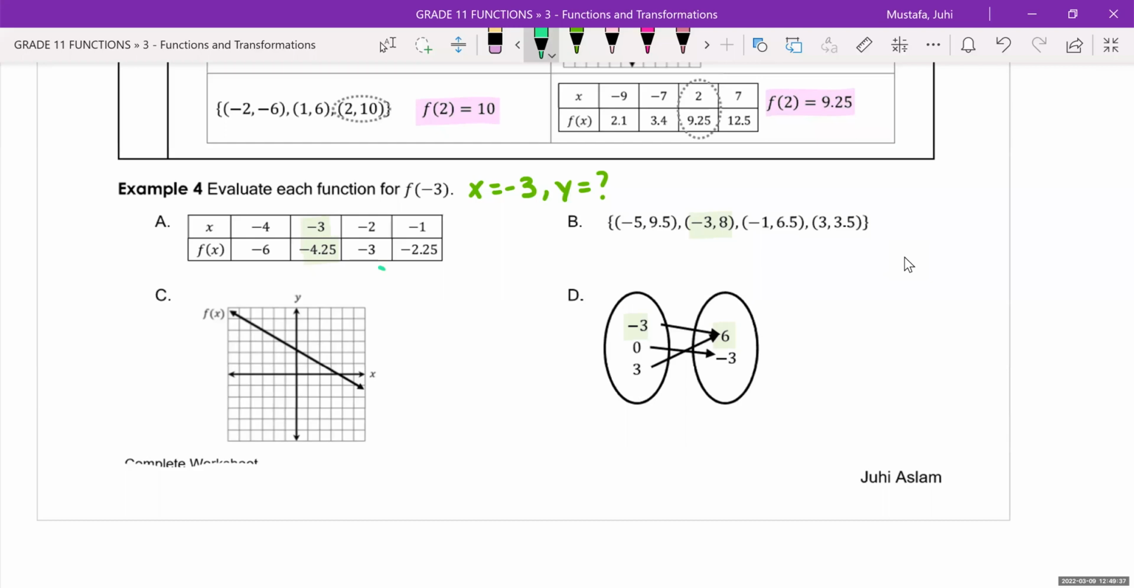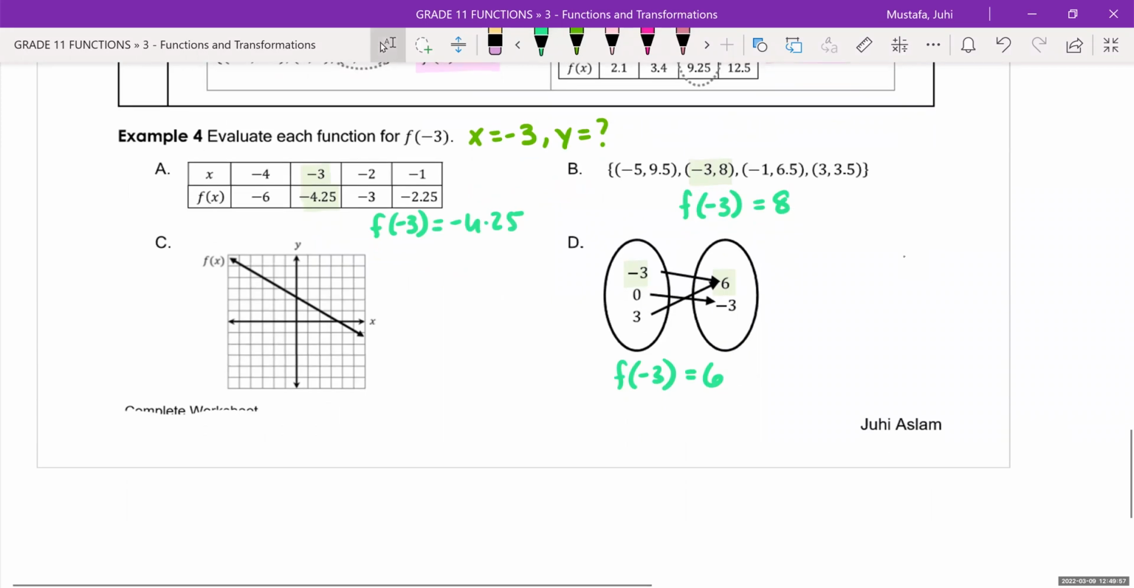And just be mindful of how you're writing your answer because we're practicing our new notation. So make sure you don't just write the answer, you write it as f of -3 is equal to whatever the answer is. And then for this one, when x is -3, y is going to be equal to 4.